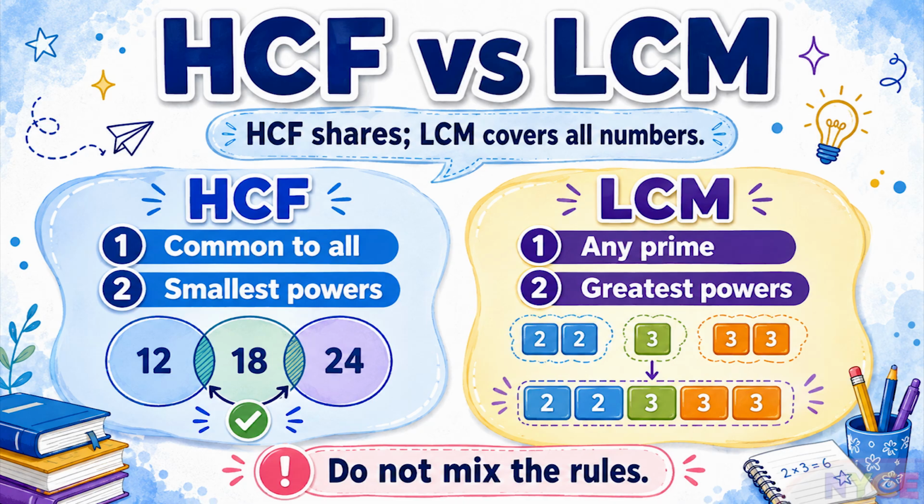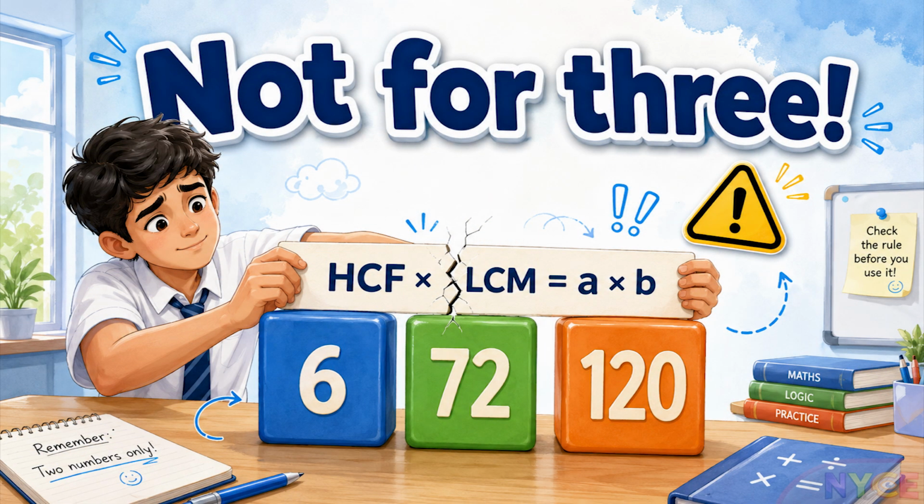Now comes an important warning. In the previous lesson, we learned a beautiful rule for two numbers. HCF times LCM equals the product of the two numbers. For example, for two numbers A and B, HCF of A and B times LCM of A and B equals A times B. But do not extend this rule blindly to three numbers.